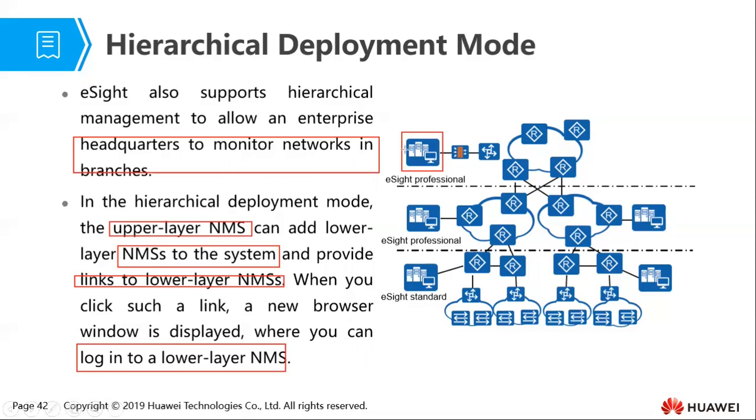So you have an eSight server at the headquarters, which is running the professional version and is able to monitor the entire organization network. On another branch, you have another server. So this is what we are calling a lower layer network management system. And on the particular branch, for example, you have the team there running a standard version because they're just managing a single branch. So that is what we call the hierarchical deployment.